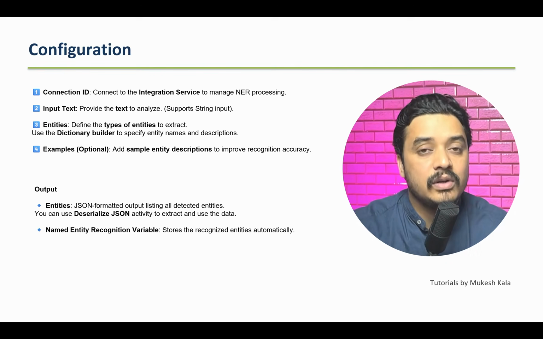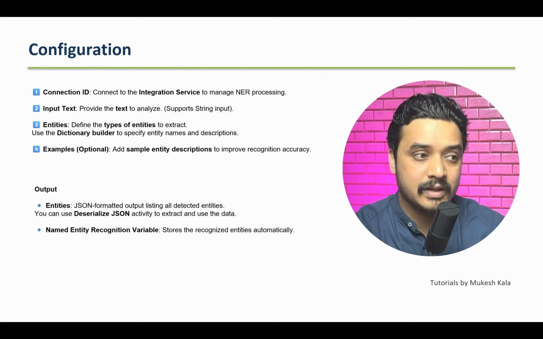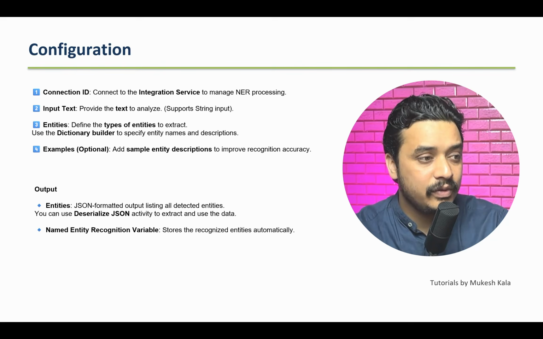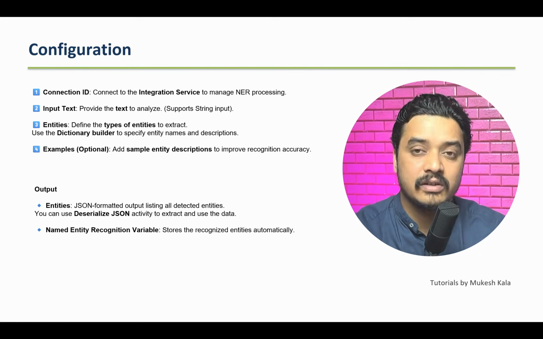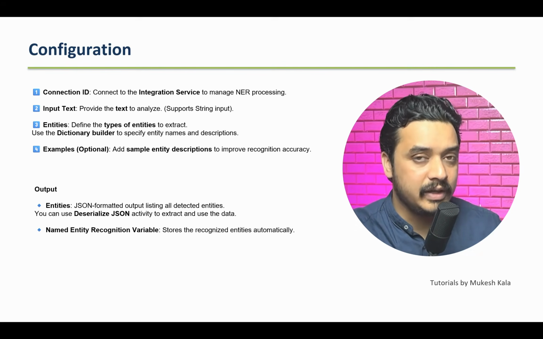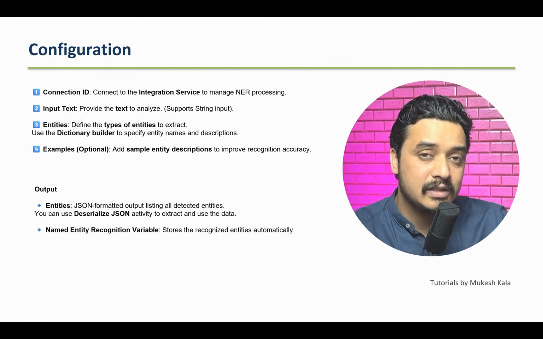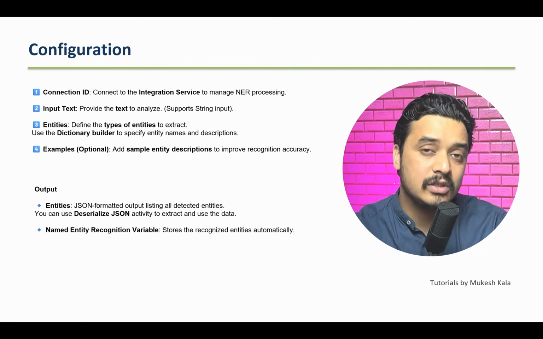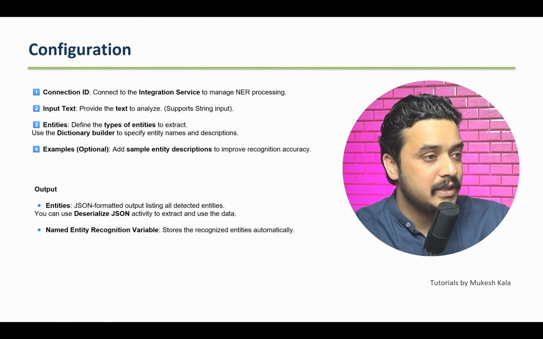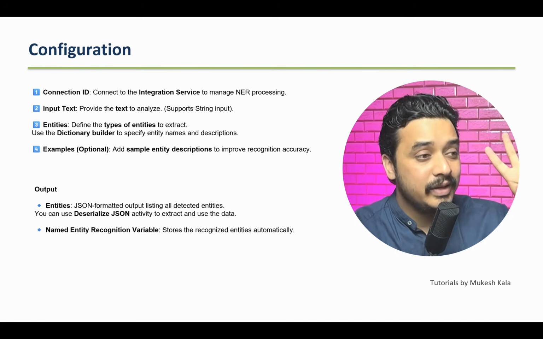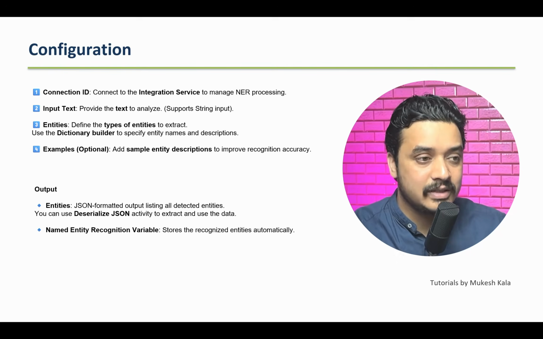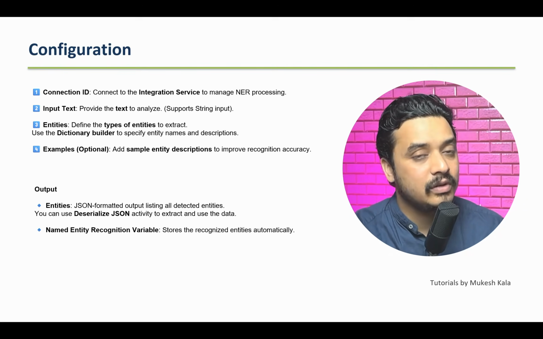And then if required, you can also provide a set of examples. The output from this would be in JSON format, which you can utilize to extract all the information, and all of this information is stored in the output variables. Don't worry about the technicals. When we actually go and build a use case, you would be able to understand it better. So these are the configuration details. Please remember, we need the input text, we need the entities, and we need the connection ID to the Integration Service. This would be the configuration for the activity.